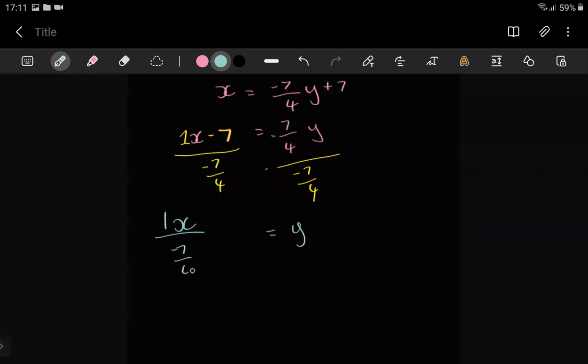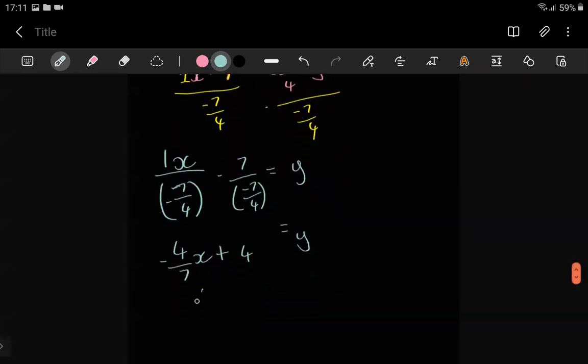And then you don't want to be too fancy about it. Just use your calculator to help you, because as long as you use your calculator, it makes your life easy. Like here in your calculator, you just want to put 1 divided by this fraction. Your answer is going to come out as -4/7 with X here. Here, you're going to have -7 divided by this fraction. Your answer is going to come out as a +4, you see. And then you're just going to say here, therefore, Y is equal to -4/7 X, and then plus the 4.